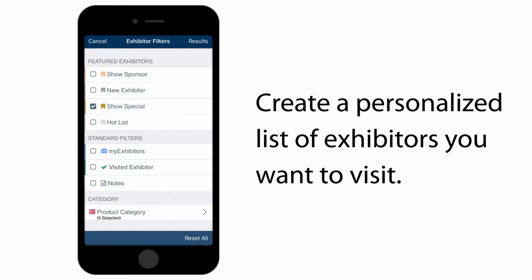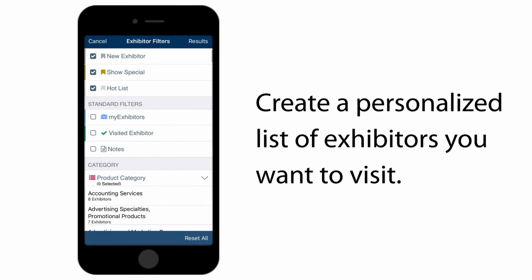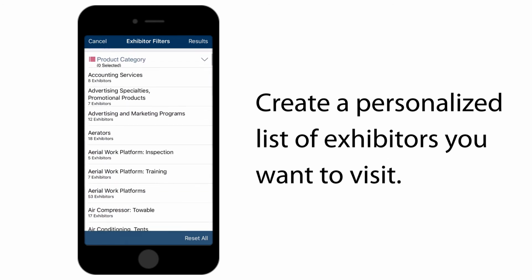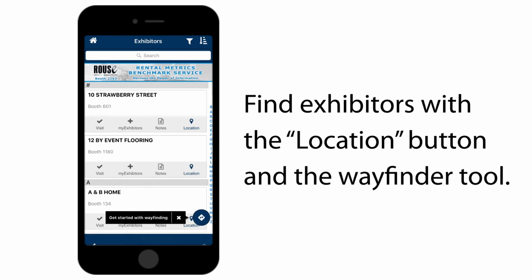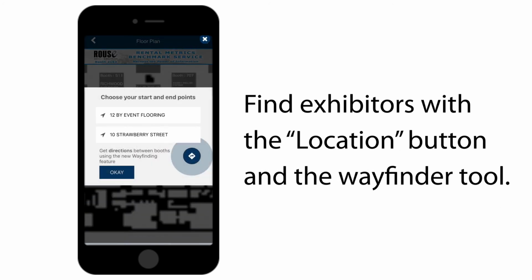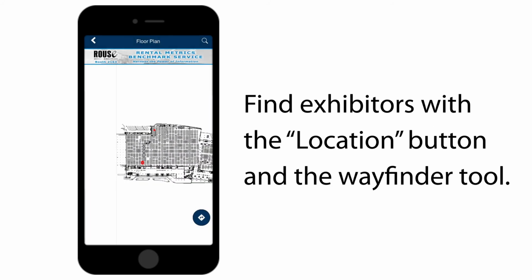In the filter, you can also view lists of specific exhibitors with show-only specials and ones that are new exhibitors, show sponsors, and those featured in the hot list or ones who have certain product categories. When you click on an exhibitor's location, you can also use the Wayfinder to see how to get from one exhibitor to the next one on your list.